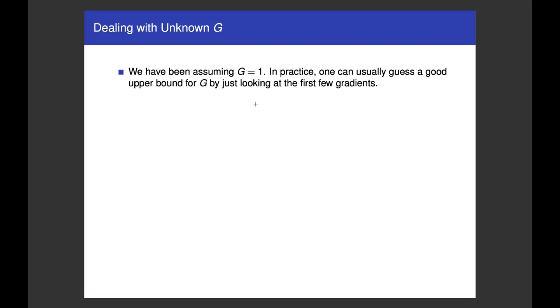All right, so finally, let's talk about the value of G. So in this talk so far, I've been assuming that G is equal to 1 for simplicity. And in practice, maybe it's not 1, but you can scale the gradients by, say, the largest upper bound for G you've seen in the first few gradients, and that'll probably make it effectively 1, just because gradients tend to decrease over time in any reasonable setting.